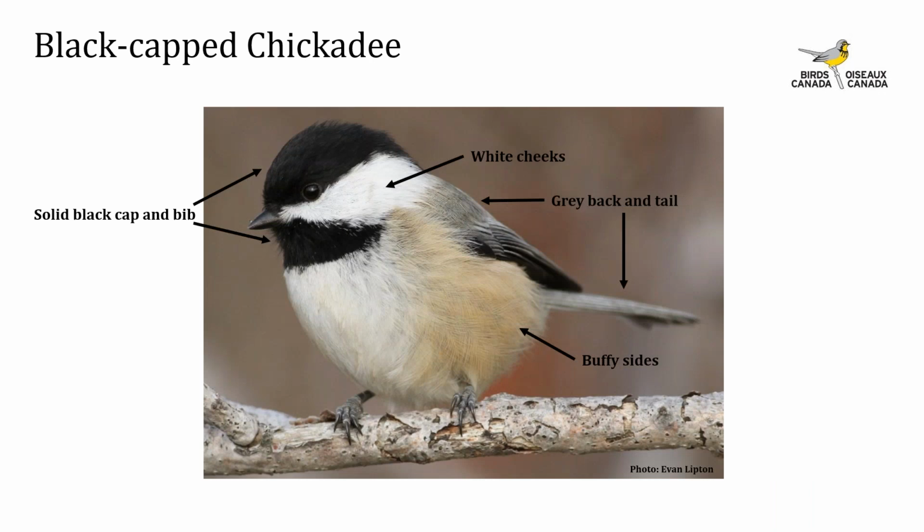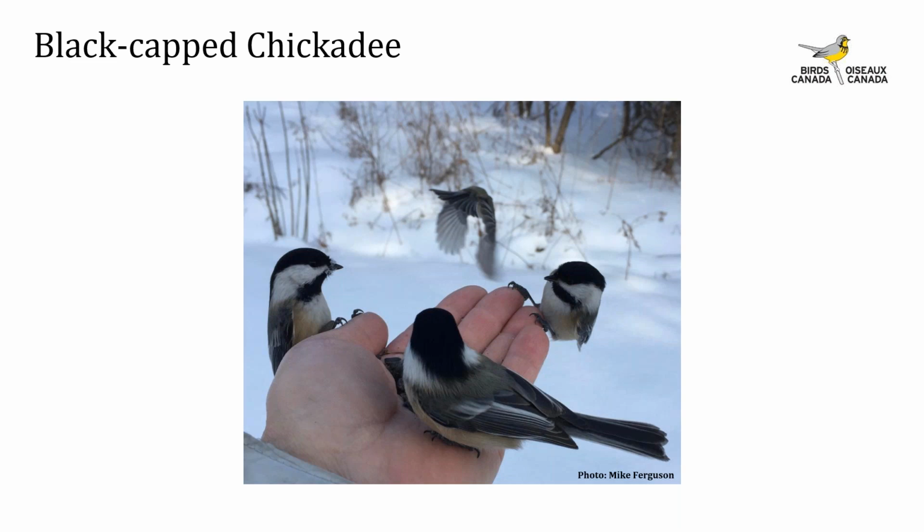One of our more recognizable birds is the black-capped chickadee. It's a small, compact bird. Males and females are also monomorphic. Their heads have a black cap and bib, and they have white cheeks. They have a gray back with a long gray tail, buffy-colored sides with a white belly. They are quite willing to feed from your hands and are very curious and brave for being such a tiny bird.